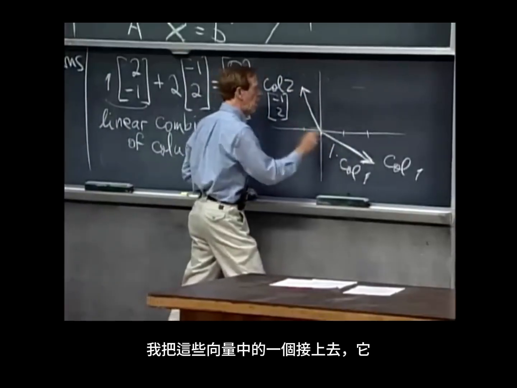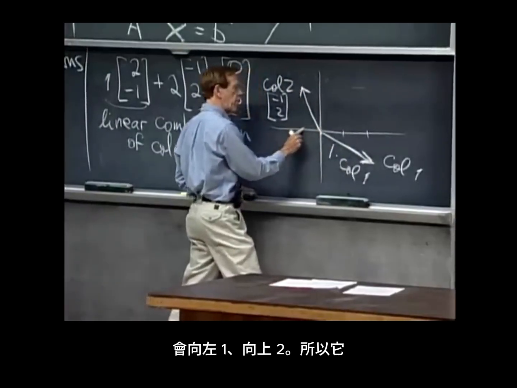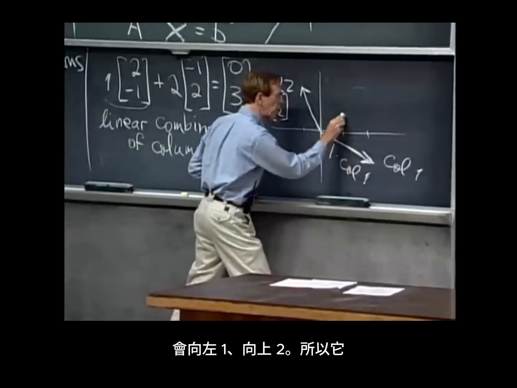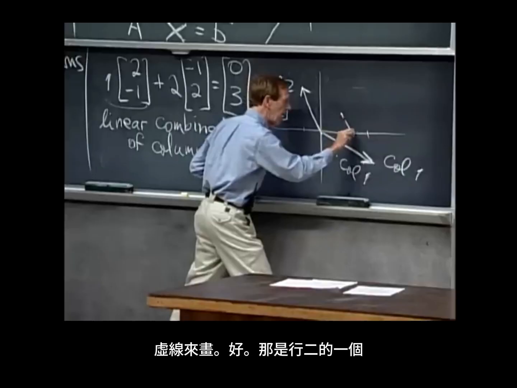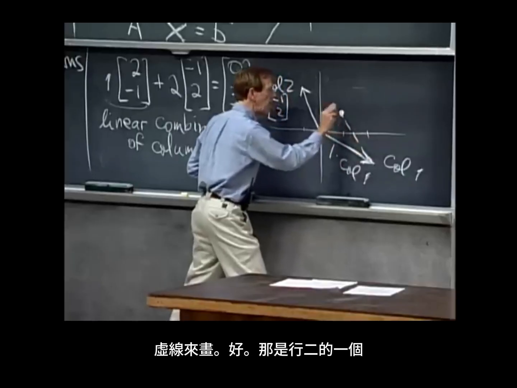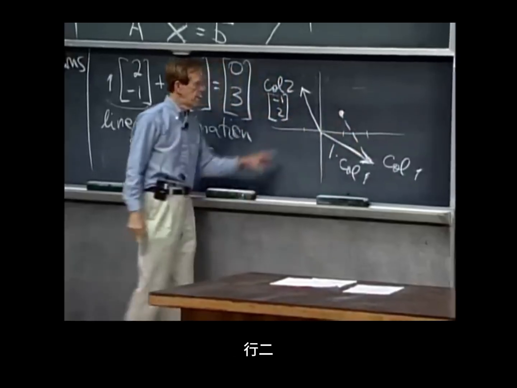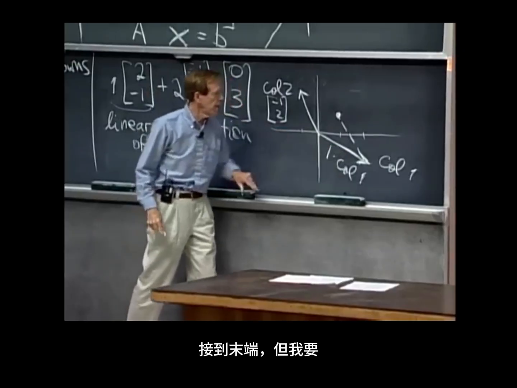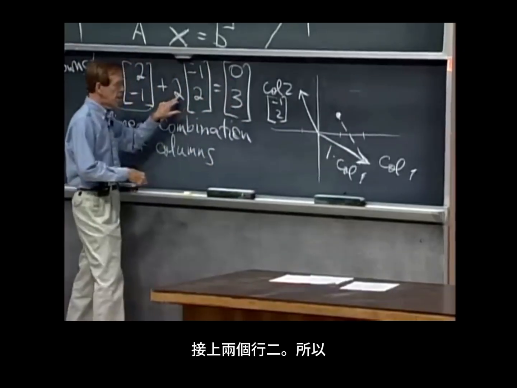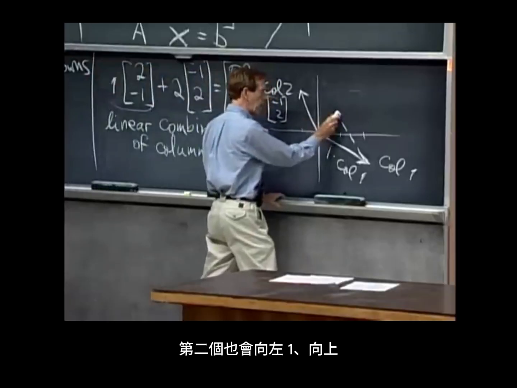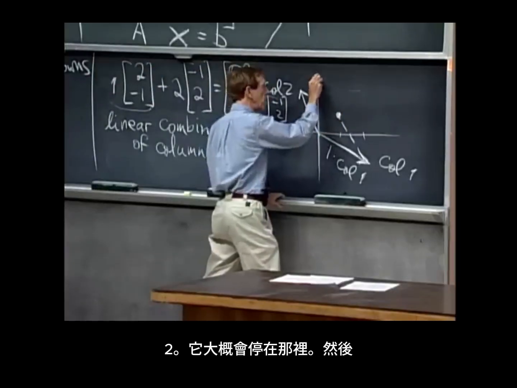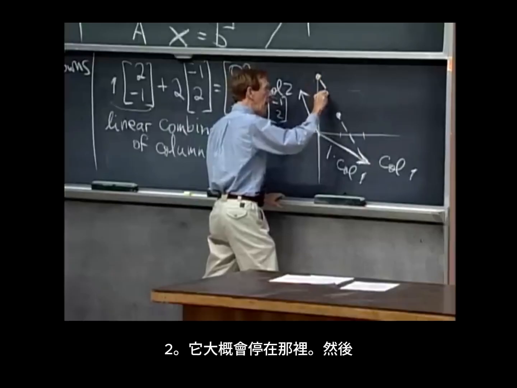If I added on one of these vectors, it would go left 1 and up 2. So it would go left 1 and up 2, so it would probably get us to there. Maybe I'll do a dotted line for that. Okay? That's 1 of column 2 tucked on to the end, but I wanted to tuck on 2 of column 2. So the second one will go left 1 and up 2 also. It'll probably end there, and there's another one.